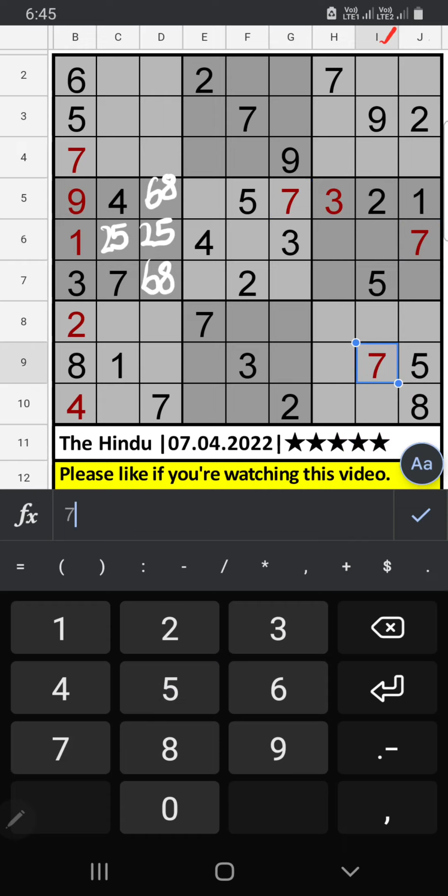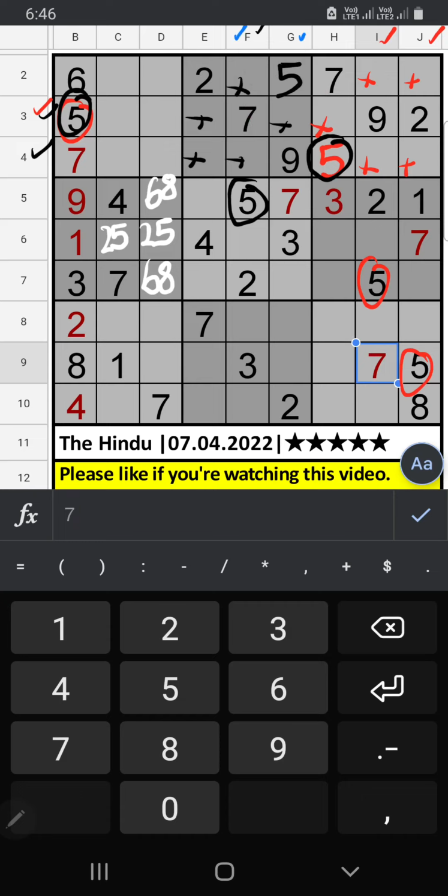Column I and column J, we have 5. So 5 can't come in these cells. Third row also we have 5. So 5 can't come in this cell. Then 5 is confirmed here. Third row and 4th row, we have 5. Column F also we have 5. So 5 can't come in these cells. Then 5 is confirmed here.